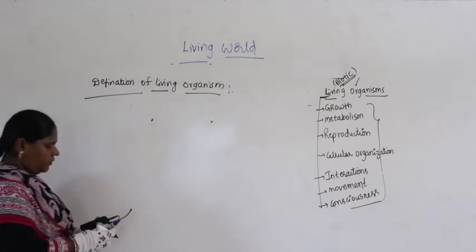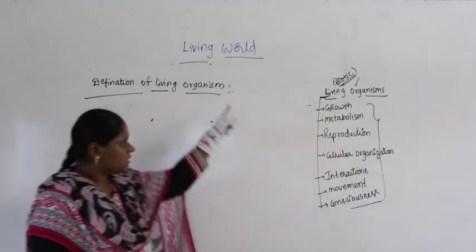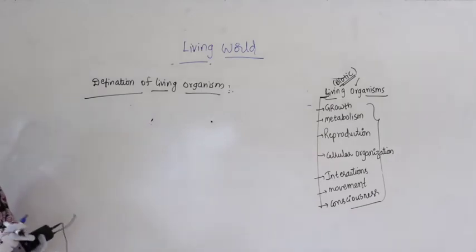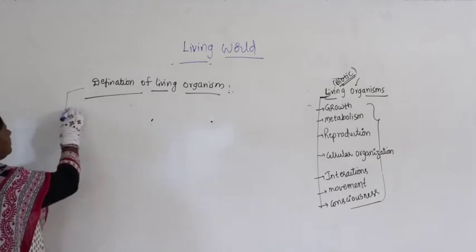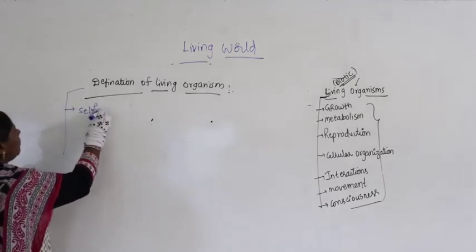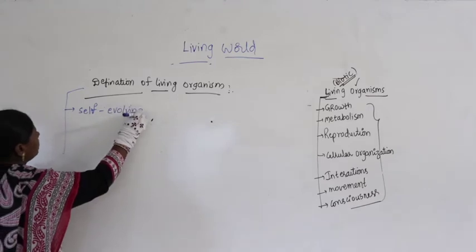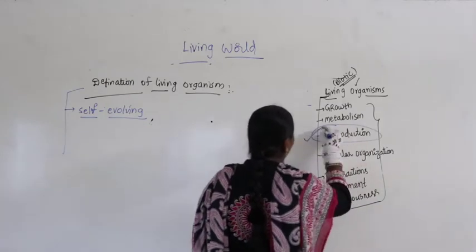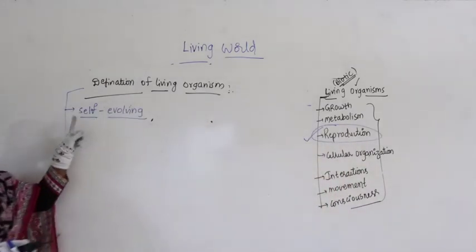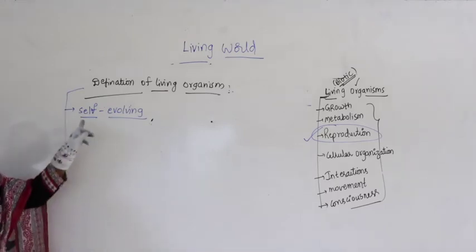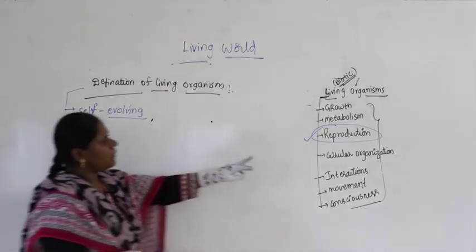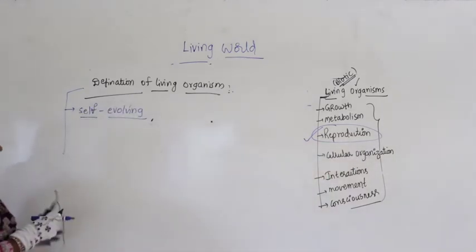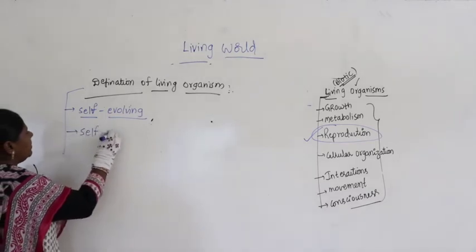After we study all these parameters, finally once again we are trying to give a definition to the living organism. How do we define this? We say self-evolving. Self-evolving is related to which property? It is related to what is called reproduction. Self-evolving means one organism gives rise to another organism. In reproduction, a parent gives rise to offspring. So, an organism is self-evolving. Then self-replicating.